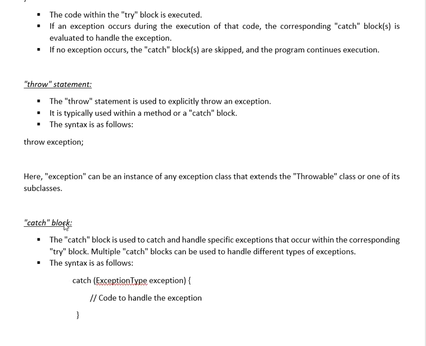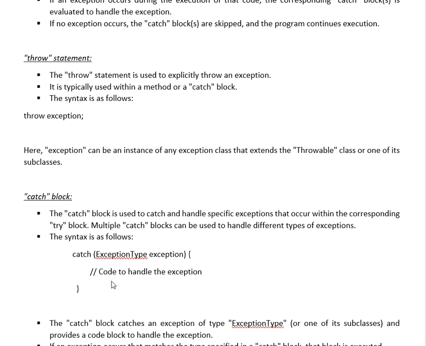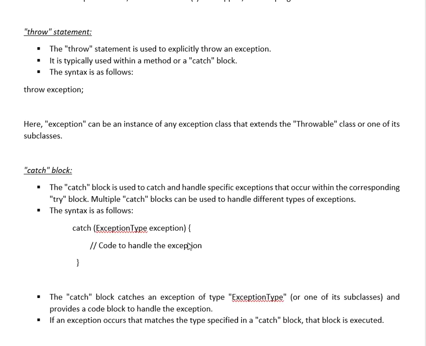After that, there is a catch block. What is a catch block? A catch block is used to catch and handle specific exceptions that occur within the corresponding try block. Multiple catch blocks can be used to handle different types of exceptions. And the syntax is the catch block. Here we have to write the exception type name, and here we have to write the code.